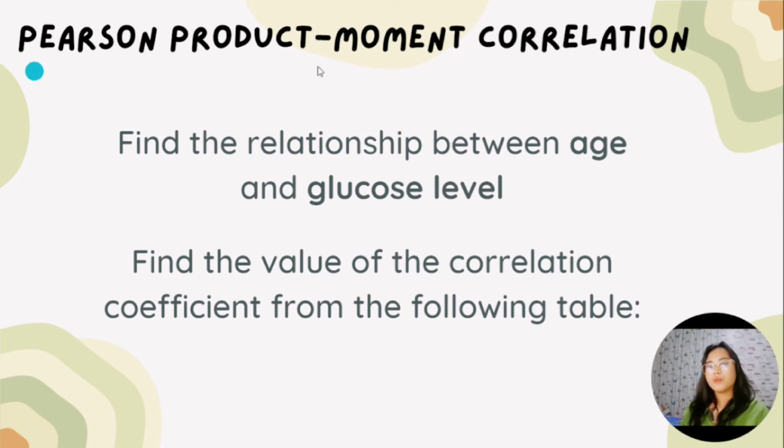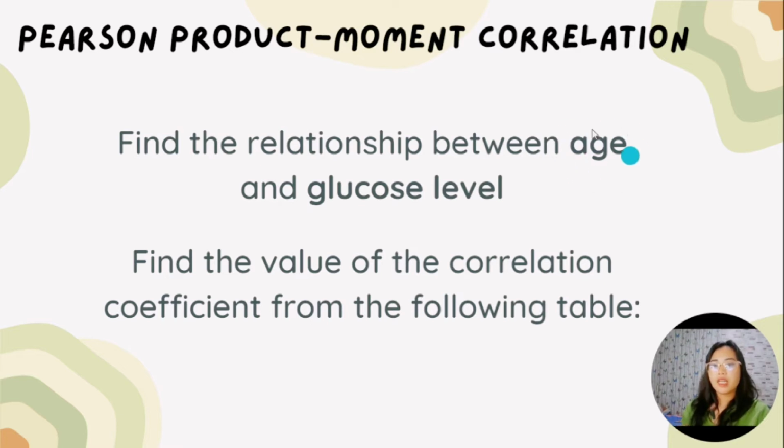So Pearson product moment correlation has two variables that are different from each other, yet it somehow would have a relationship with each other. It would still have an effect on each other.